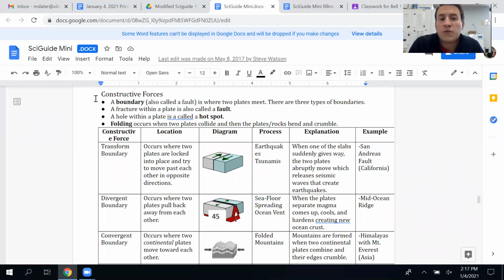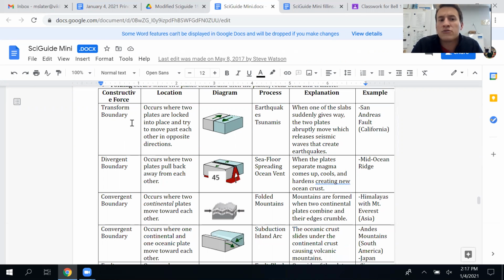So it says constructive forces. A boundary, also called a fault, is where two plates meet. There are three types of boundaries, the main thing that we need to understand. A fracture within a plate is also called a fault. A hole within a plate is called a hotspot. Folding occurs when two plates collide, and then the plates or rocks bend and crumble.